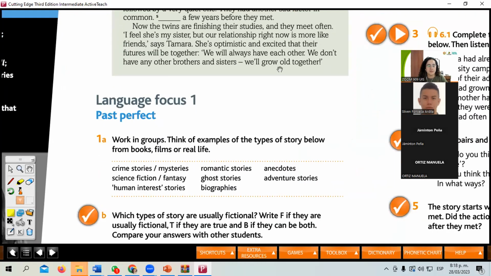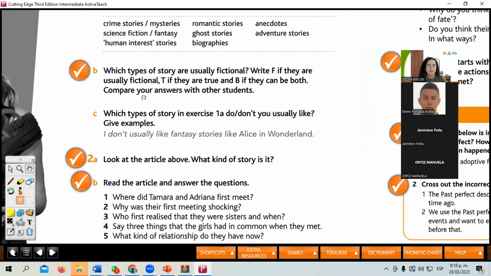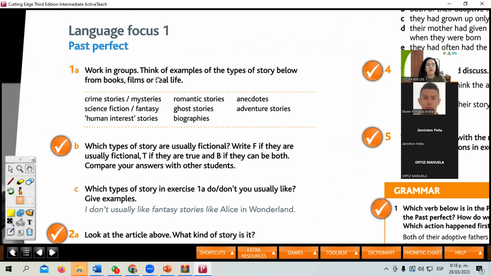So before we start reading, I want to share with you or discuss examples for the types of stories below. Here we have books, films, real life. So I have different categories, maybe crime stories or mysteries, science fiction or fantasy, human interest stories, romantic stories, ghost stories, biographies, anecdotes, adventure stories. So I'm going to give you a minute or two to think about examples of each type of story, either from books, movies, or real life.